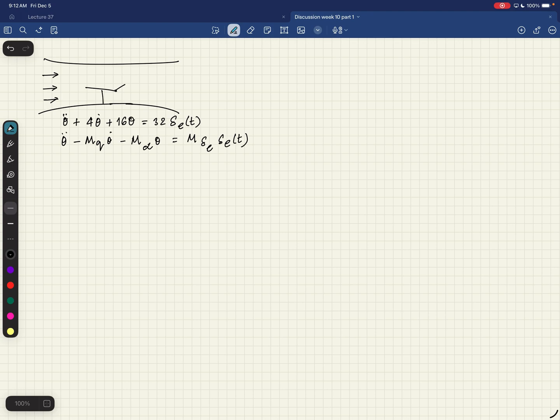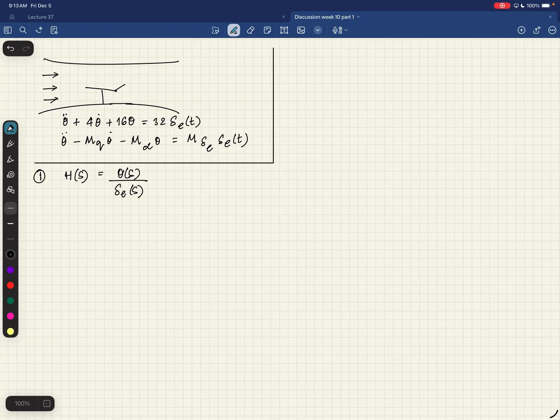Now, basically what you can be asked is 3 kinds of things. First, I could ask you to determine the transfer function, identify the natural frequency and damping ratio, and tell me if the system is critically damped, over damped or under damped. So what is the transfer function? Transfer function is the Laplace transform of the output, which is theta, divided by the input, which is delta e. So how do we find these out?